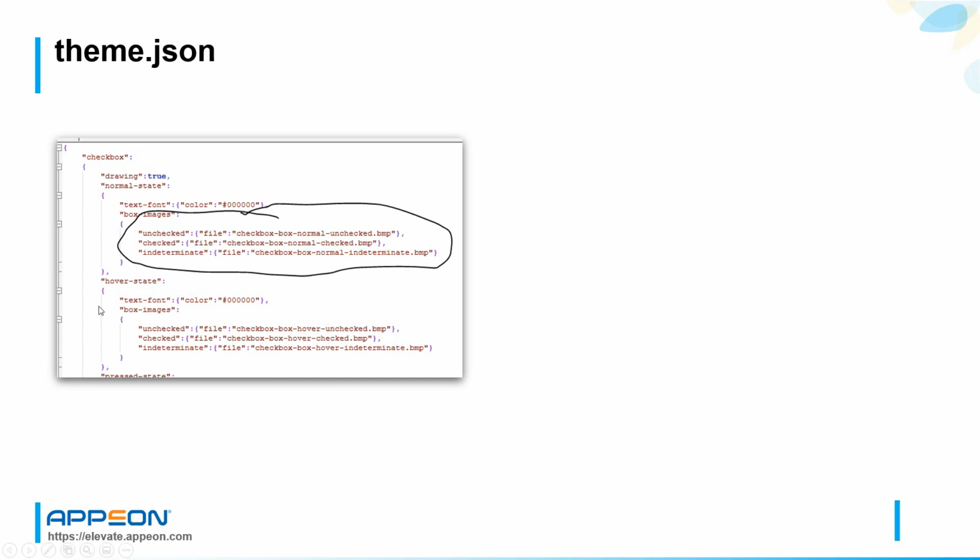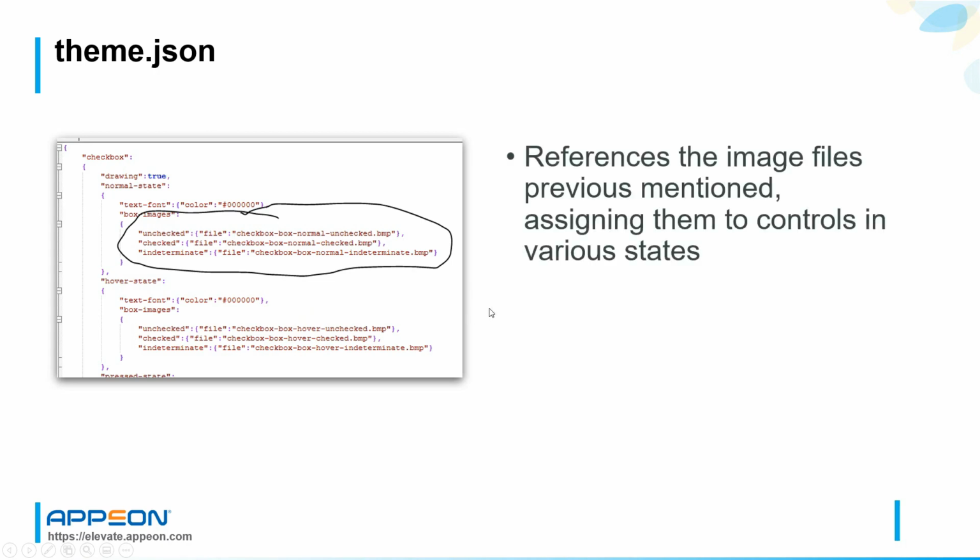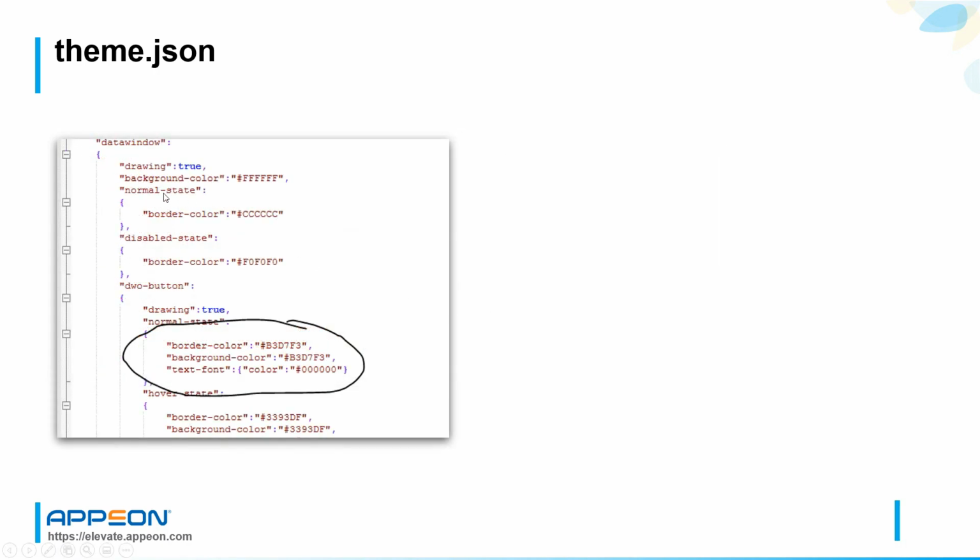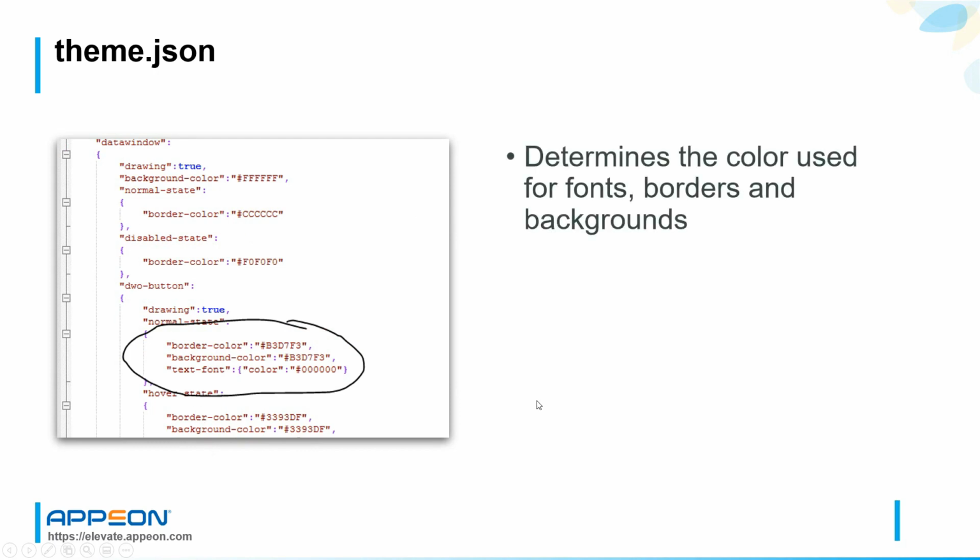There's also other settings, though. For example, the text font is controlled by the JSON file. You can see here that this is set to black, I believe, and then you'll see some other examples later in the file. For instance, here's your background color, and border colors are specified there as well. All these values are hex color values.